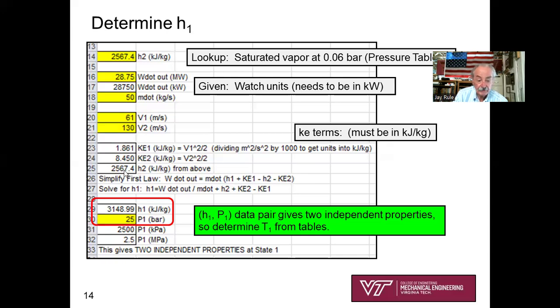Here's H2 from above. And so now I go back to my first law and solve flat out for H1, numerically: 3148.99 kilojoules per kilogram. So that's H1. And then I wrote down P1, 25 bars, and I circled those two independent properties. So if I've got two independent properties, I can get all the other properties at state 1, and I'm asked to find T1. That's a little bit of a trick in this problem, very common on quizzes and tests.